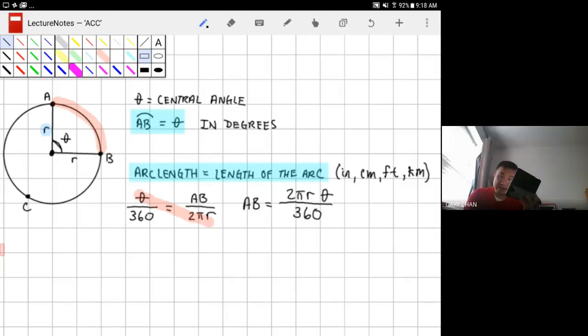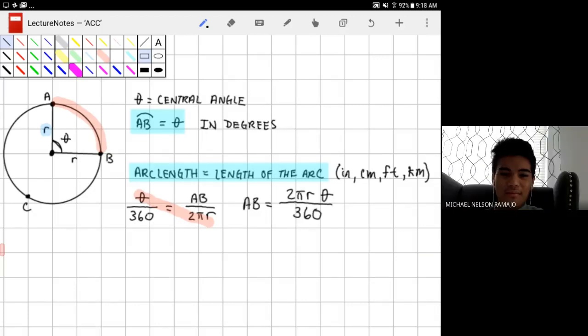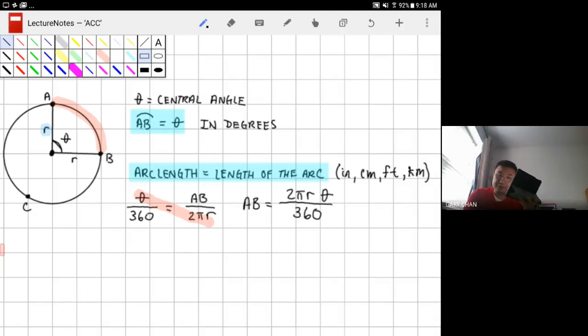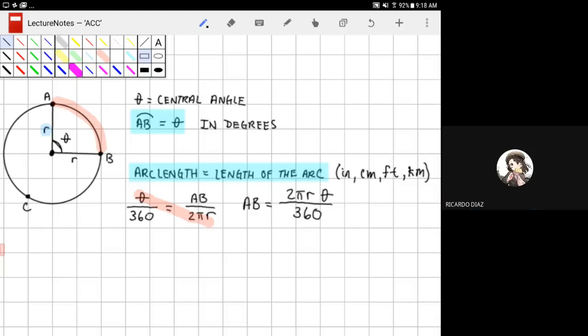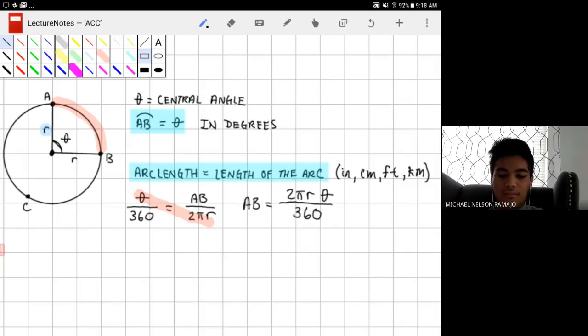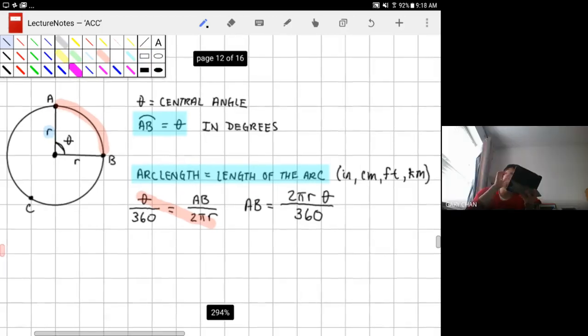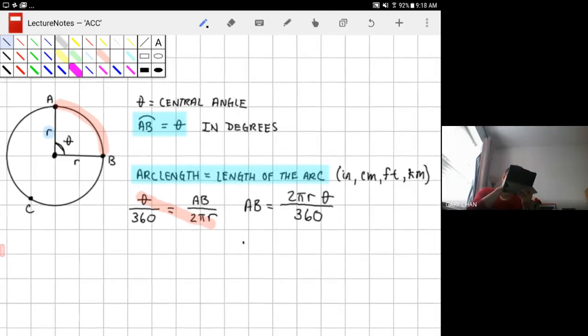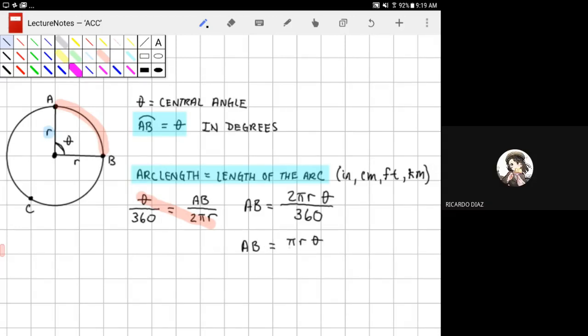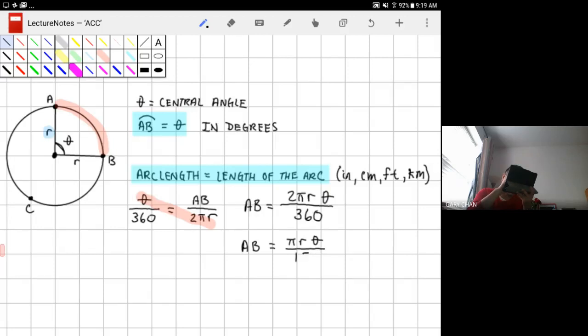360 has a common factor with another number in that equation. Two. 360 over 180. That's right. So if I simplify this, I'll end up with AB is equal to pi r theta all over 180, right?